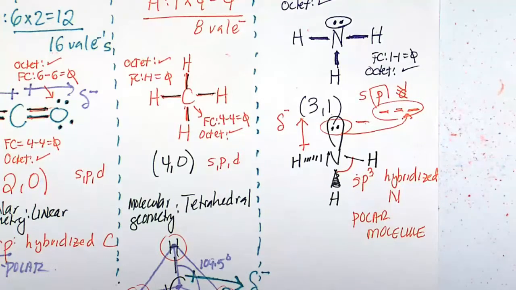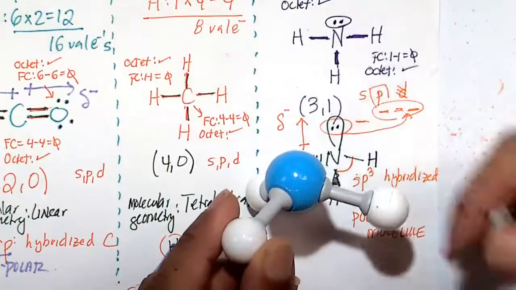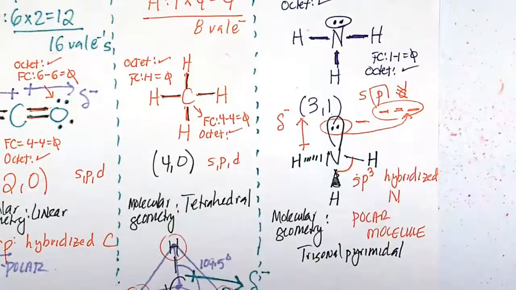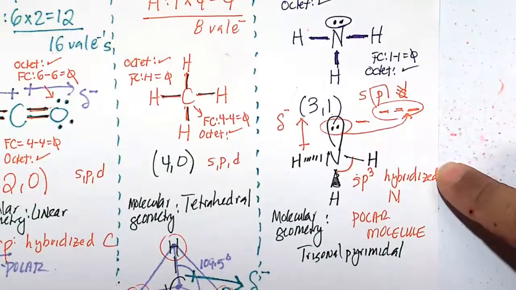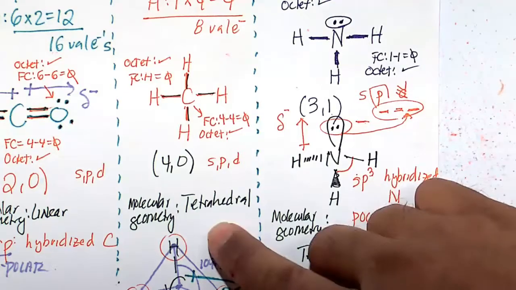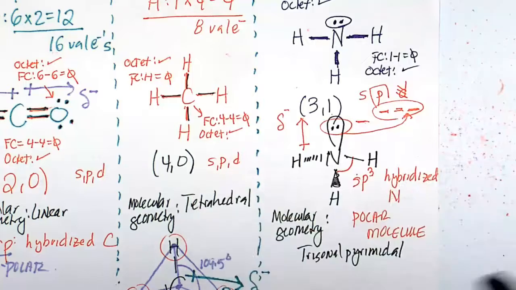This is actually like a pyramid. The only thing, it's like a pyramid at the base, but there's no top to it. The lone pair really messes up the geometry. The molecular geometry of this molecule, even though it's still an sp3 hybridized nitrogen, is trigonal pyramidal. The molecular geometry here is tetrahedral, even though it's an sp3 hybridized carbon.